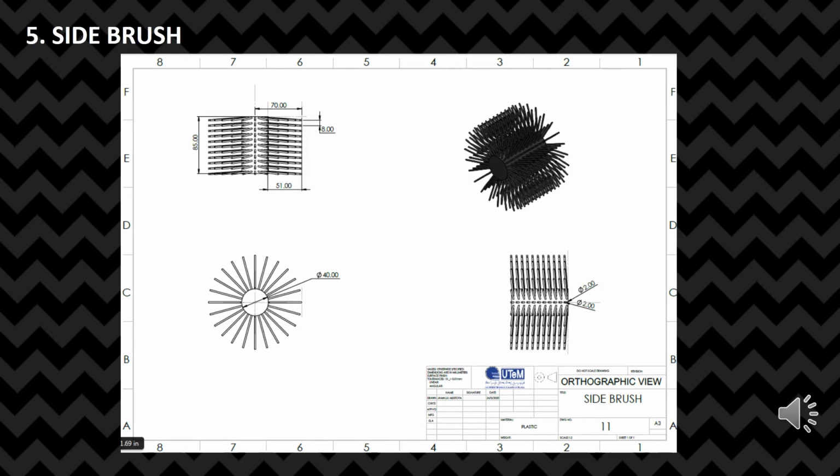Next, number 5, we will look at the side brush. The length of this brush is 85 mm, and the diameter we use for this brush is 40 mm. The material of this brush is the same as the main brush, which is plastic. This brush is placed at the side front of our project.